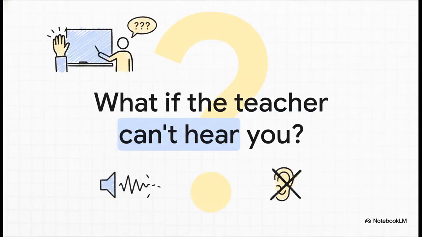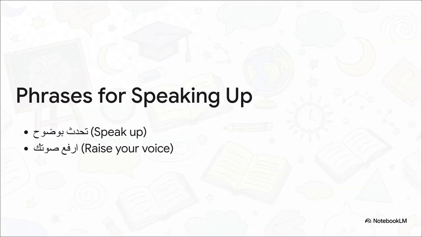Okay, so you raised your hand, the teacher calls on you, but you're a little nervous, maybe you speak a bit too softly. We've all been there, right? It's a classic situation. So, what do you think the teacher is going to say next? Well, to encourage you, the teacher will probably use one of two phrases, either تحدث بوضوح, which means speak clearly, or the even more direct, ارفع صوتك, raise your voice. Both are just a really friendly way of making sure everyone in the class can hear your awesome answer.